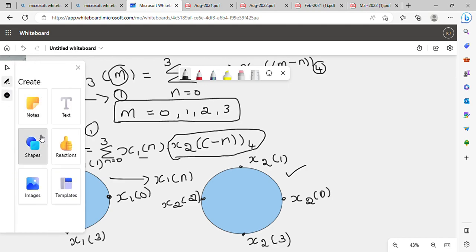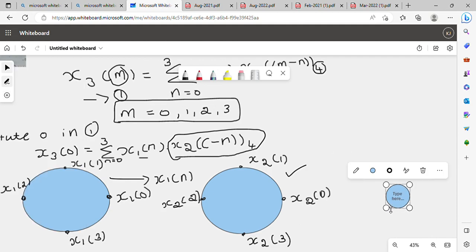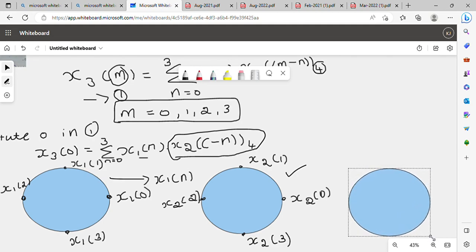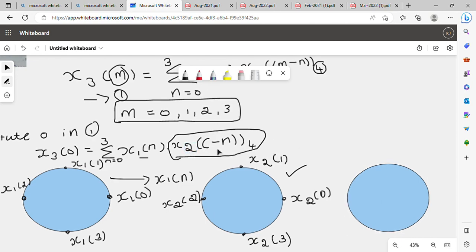I'll just take another circle. Just a minute. So what I have to do now is, just a minute, I'll push it up. So now, to get my x2 of minus n of 4, I have to shift this x2 of n from anti-clockwise direction to clockwise direction, right? That is, I have to plot the x2 of n in clockwise direction. That is, this is my x2 of 0, right?